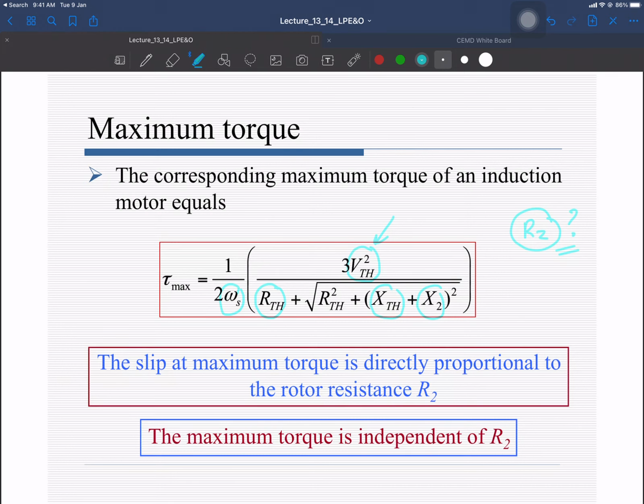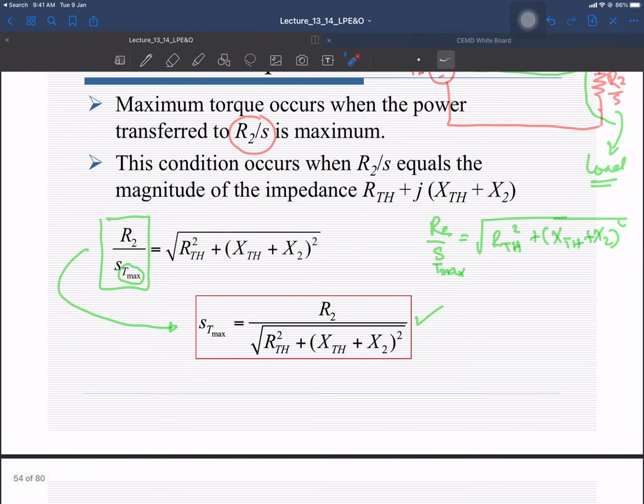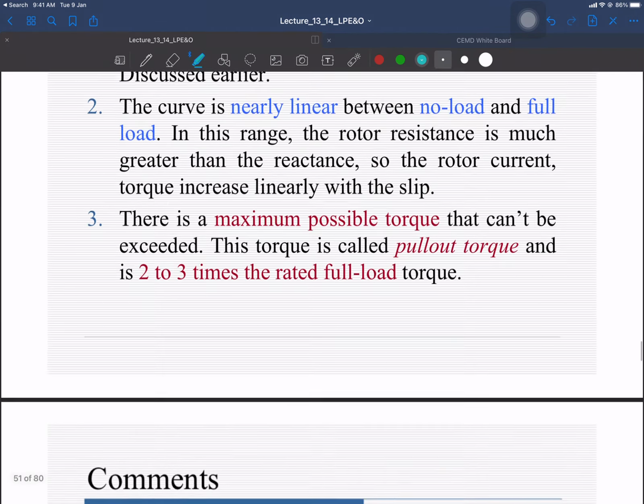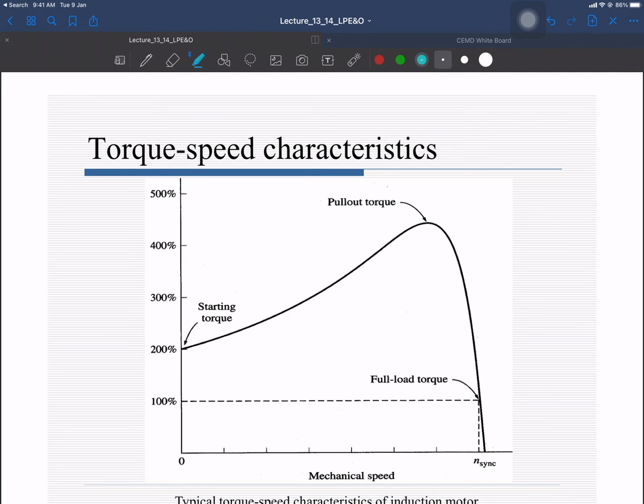Right? So the slip at the maximum torque depends upon R2, that you can see over here. If you change R2, you can change this slip. If I want to look at the effect of the rotor resistance on the torque speed curve, that can be depicted from here: S_Tmax is directly proportional to R2. If you increase rotor resistance, you can change that slip. And what that means, if I go and look at this torque speed curve, let me remove this previous writing. So this is the torque speed curve, and now if I change R2, what will happen?